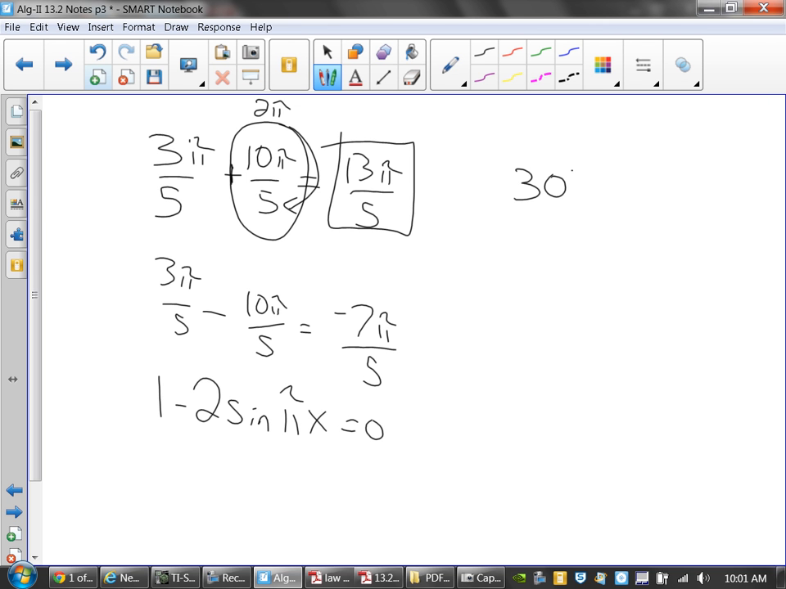It'll say, just like the book does, find one positive, one negative coterminal angle. It's not stupid. That means you're learning.